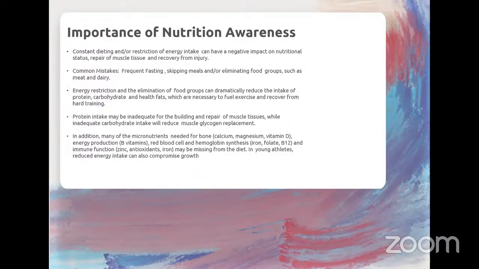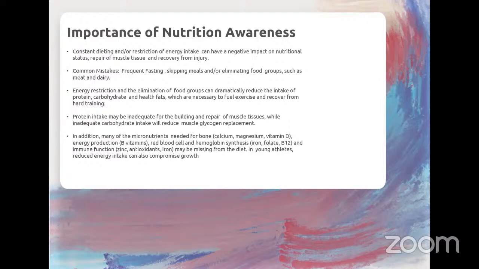So what happens is that if you don't have enough energy, or if you're eliminating some important food groups from your diet, then that will lead to imbalances in protein, carbohydrate, and fats, which are basically fuel, or they provide you with energy in order to exercise and recover. So mainly protein will help you to build a muscle or repair a muscle. Glycogen, or the carbohydrates, are like an immediate source of energy when you start exercising. So each of them has a different role to play, and that is why all these things are important. It is important to consume all of it.